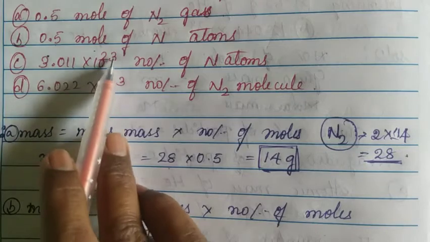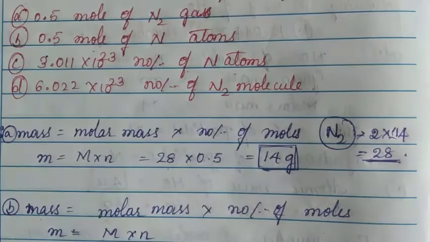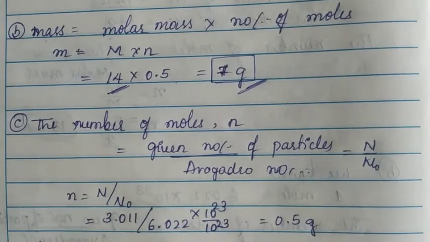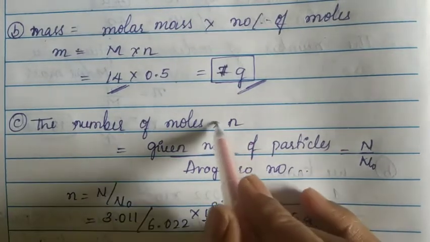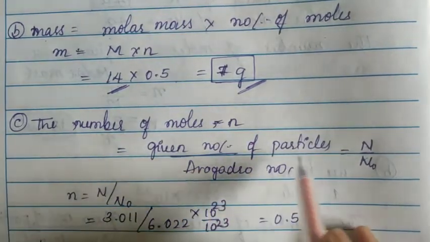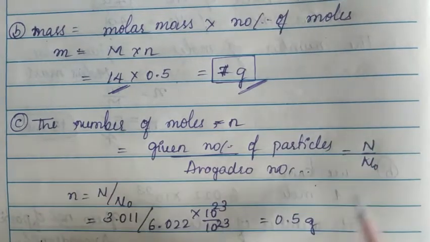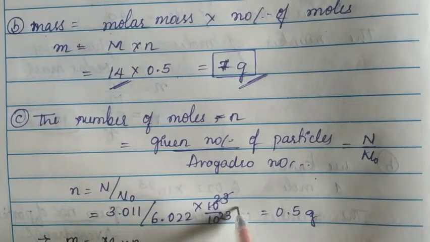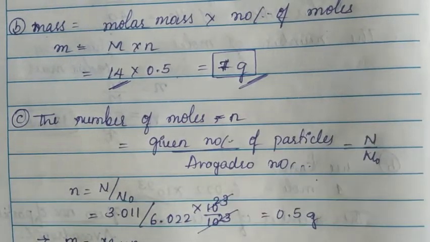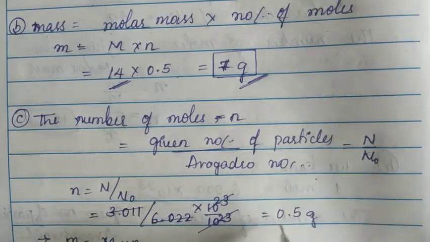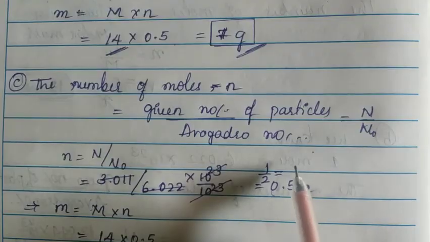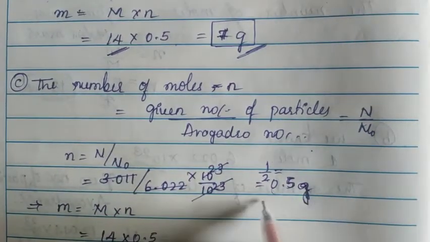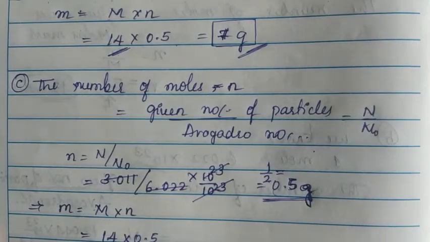3.011 into 10 to the power of 23 number of atoms of nitrogen. Now let us calculate the mass of the nitrogen atoms. Number of moles is taken as n. n is equal to the given number of particles divided by the Avogadro number. Given number is 3.011 into 10 to the power of 23 by 10 to the power of 23. Both get cancelled, and these two are cancelled like this. It gives 1 by 2, that is nothing but 0.5 grams of nitrogen atom.